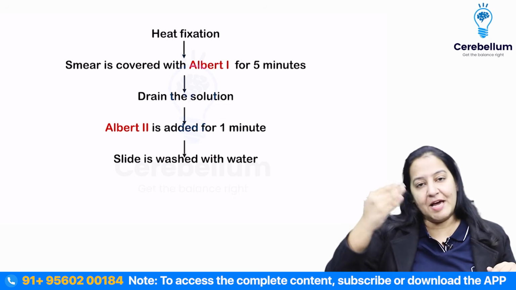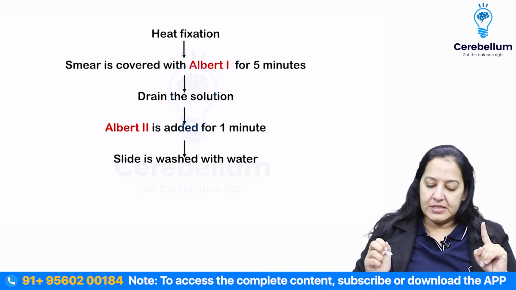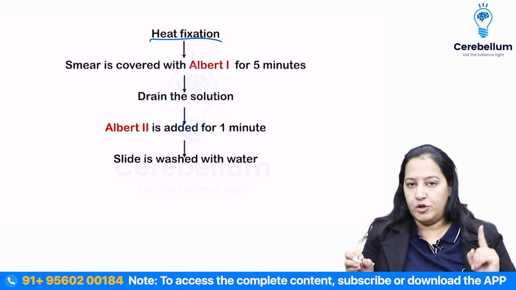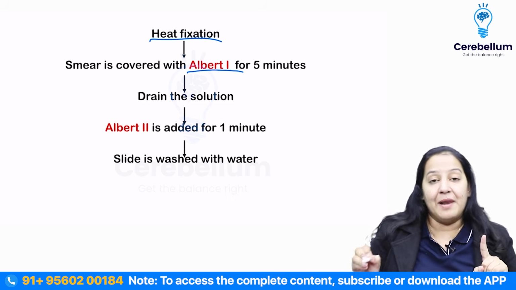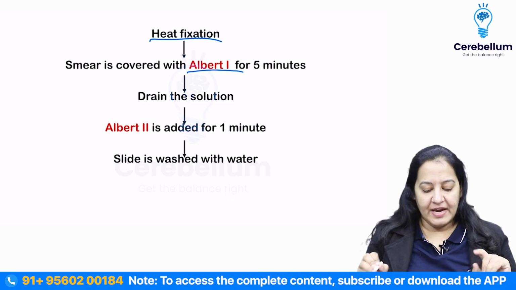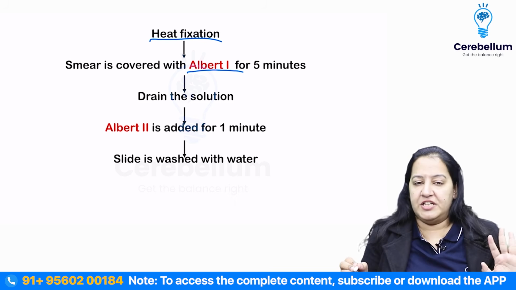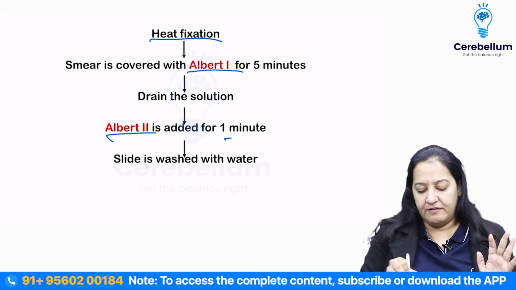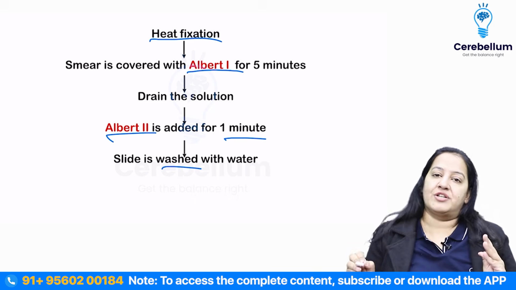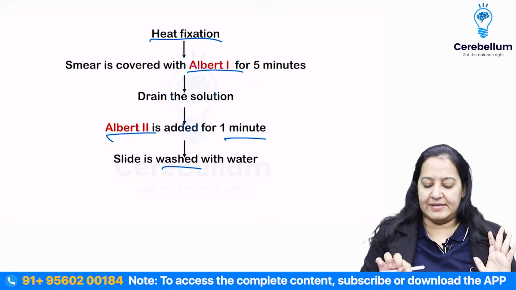Now what are the steps for the Albert stain? First, you make a smear and heat fix it. Then you first place Albert 1 stain for 5 minutes, and without washing. Don't wash it in between. Just drain the solution and then put Albert 2 for another 1 minute. And in the end wash it. And see under the microscope, you will get this diagram.